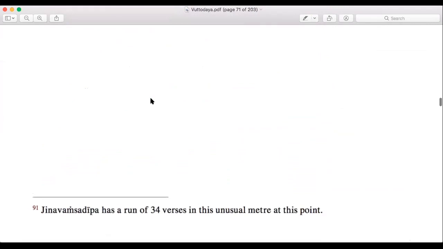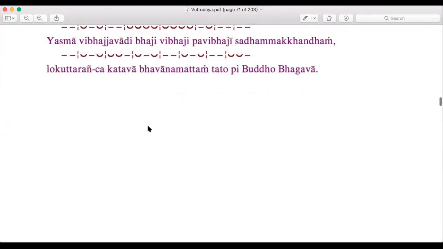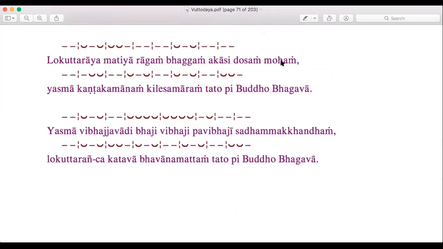These are some different verses. Like here you see, Vijitānandābhivaṃsa has a run of 34 verses in this unusual meter at this point. There are 34 verses in Vijitānandābhivaṃsa, and these are two examples from those 34 verses, and these are not in accordance with the Arya or Giti characteristics. Some differences are there.